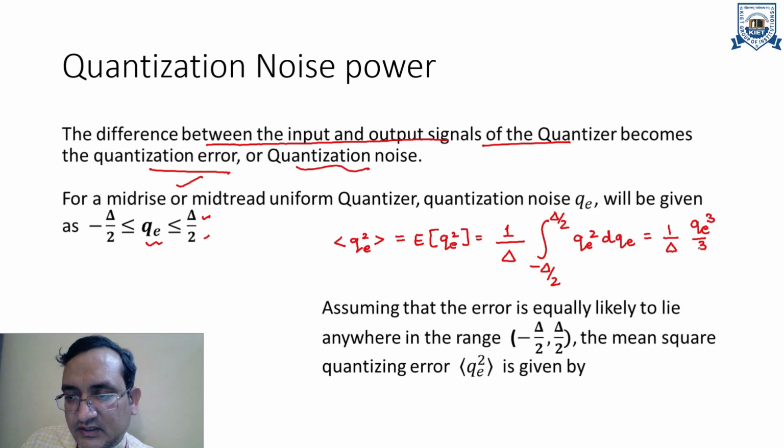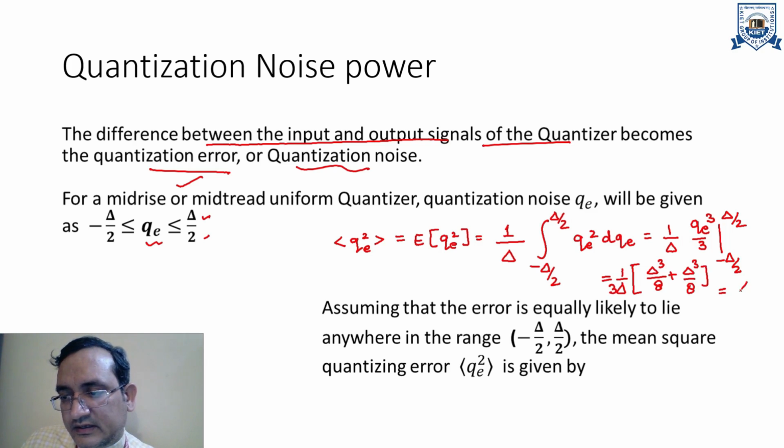So that value will be equal to 1 upon delta, then after that delta to the power 3 divided by 3 will be the common term, 8 minus plus delta cube by 8. So the value will be delta cube by... delta square by 2 3 are 8 and 2 4 are 8 and 4 3 are 12. So delta square by 12. So the quantization noise power for PCM, this is very important.